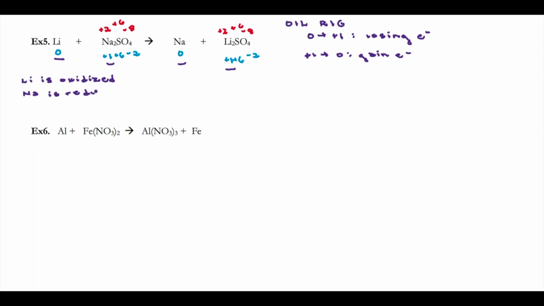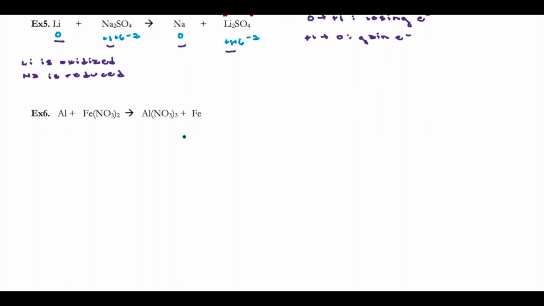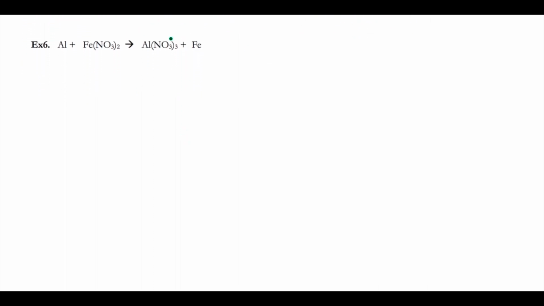All right, let's look at one more practice problem. Aluminum reacts with iron nitrate. Aluminum is all by itself, so its oxidation number is 0. Iron nitrate here. What I like to do, and I'm going to show this off to the side, is look at nitrate by itself to figure out oxidation numbers, because as soon as you get parentheses and subscripts, it gets a little confusing. Still totally possible to do, but a little confusing. So I'm just going to look at nitrate here.